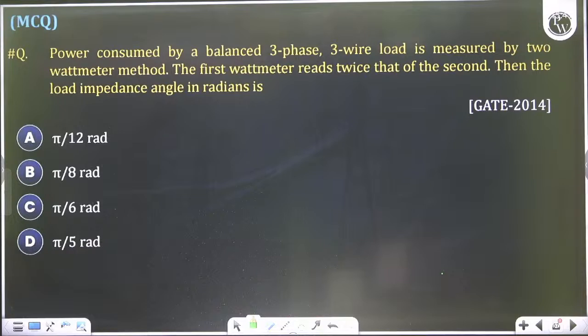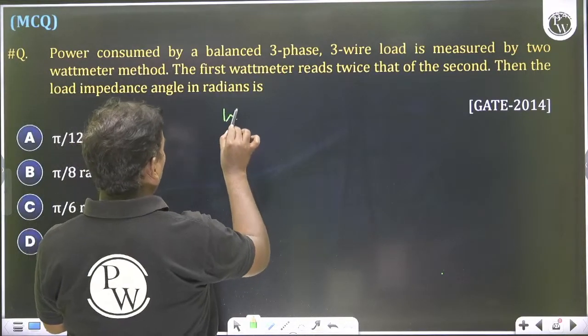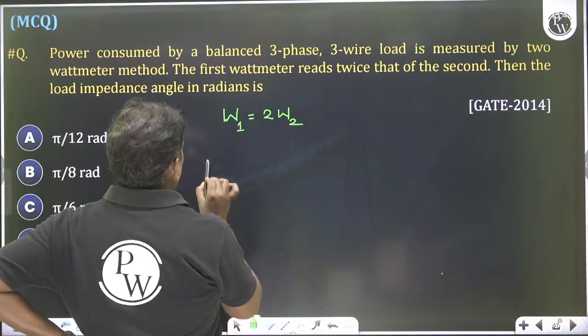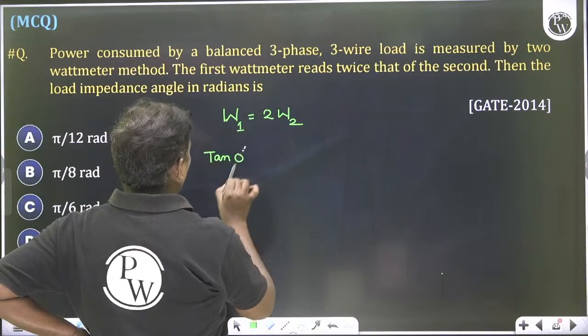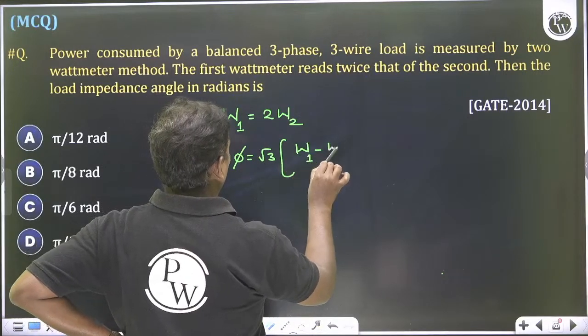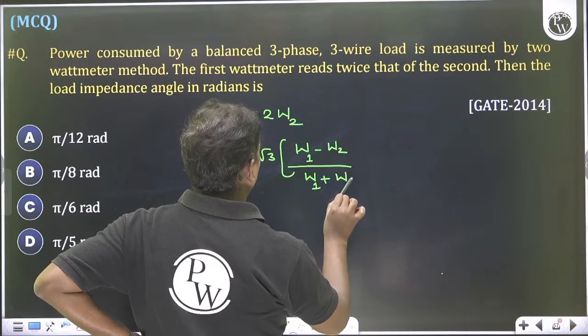What is the answer here? Power consumed by a balanced three-phase three-wire load is measured by the two wattmeter method. The first wattmeter reads twice of the second, and the load impedance angle in radians is what? So the first wattmeter W1 is 2 times W2. So what can I write? Tan phi is root 3 into (W1 minus W2) divided by (W1 plus W2).